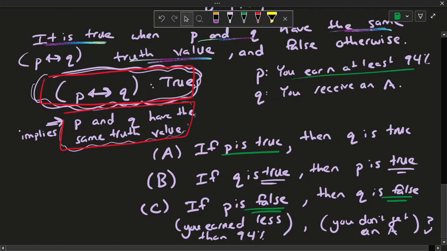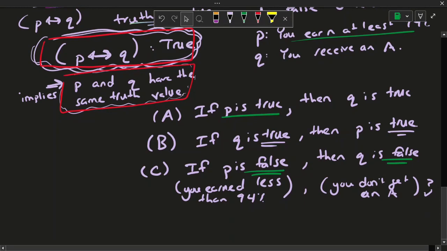So P if and only if Q is a pretty strong statement. It's saying if P is true, Q is true, and if Q is true, P is true, and then the opposites, really, the negations. If P is false, Q is false. If Q is false, P is false. So they're almost equivalent in one way of thinking about that. And when we get to a proof section, we'll talk about that as well.